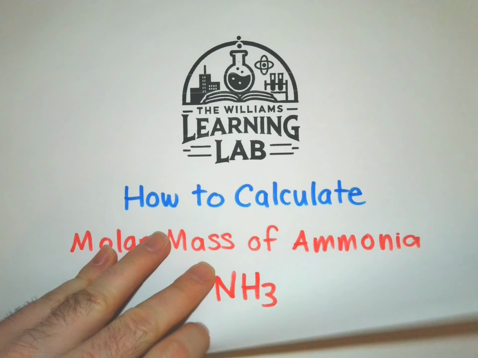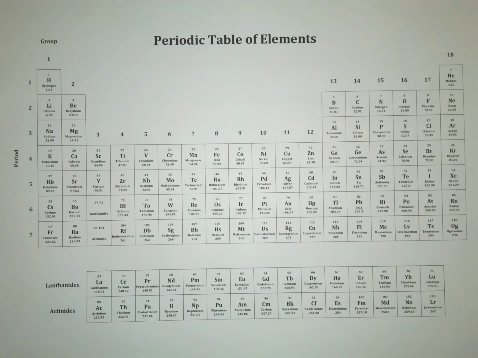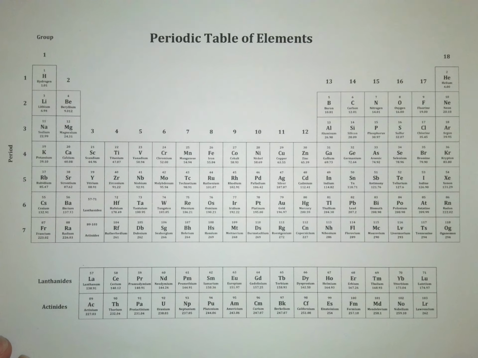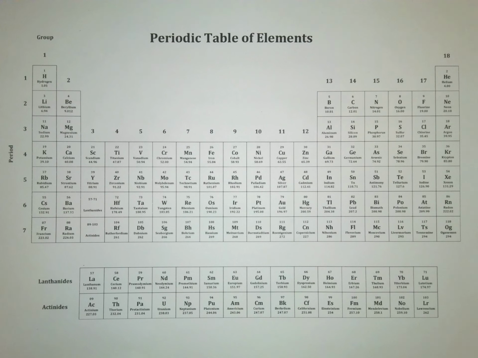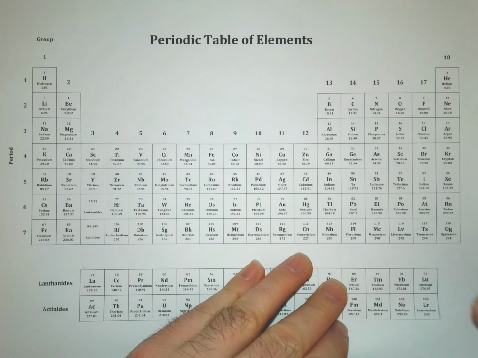All right, to do this, you are going to need a periodic table. Here's my periodic table. You can download one like this in the description down below. Use the periodic table that your instructor recommends. I like this one. It's at 2 decimal places, and that's what I recommend to my students.